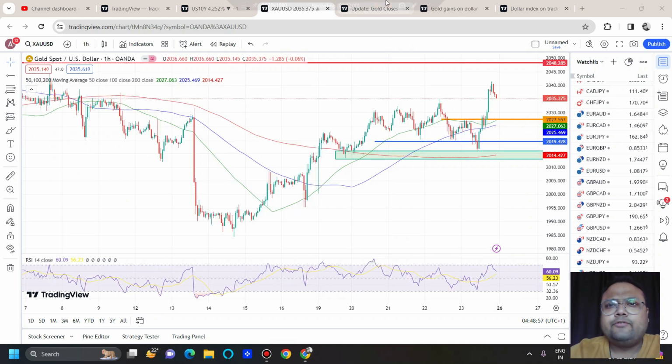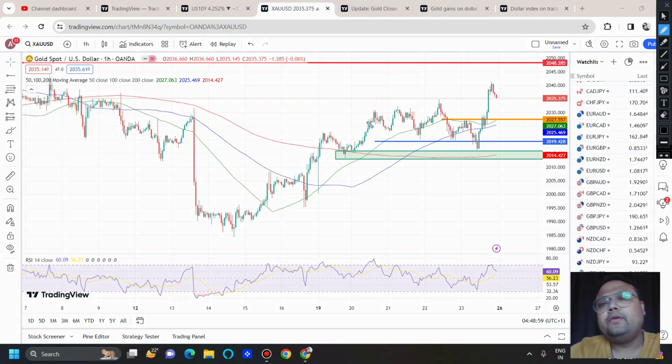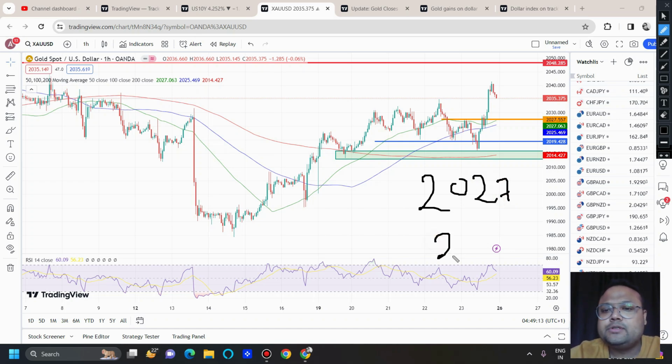And for Monday, we have three support levels where we can look for a good bounce and a buy position. The first level is around 2027, I'll be showing you. Then we have 2019.